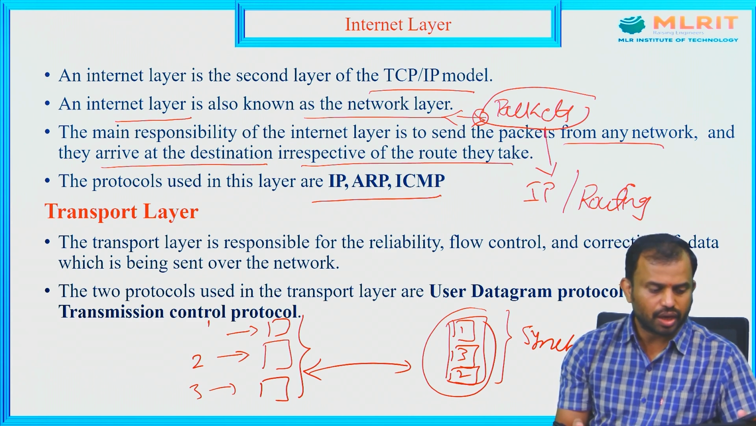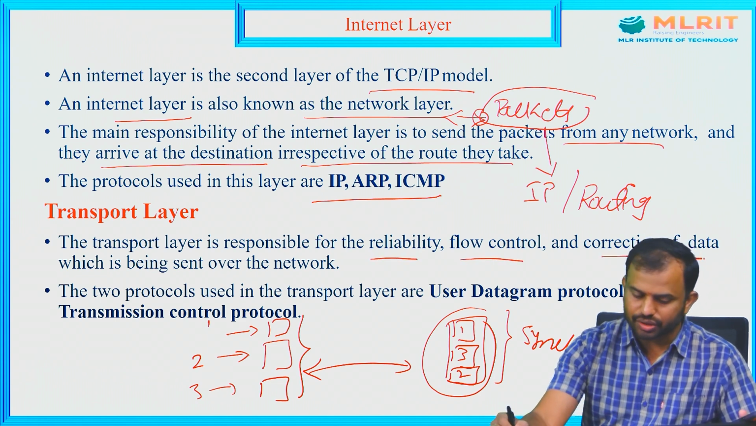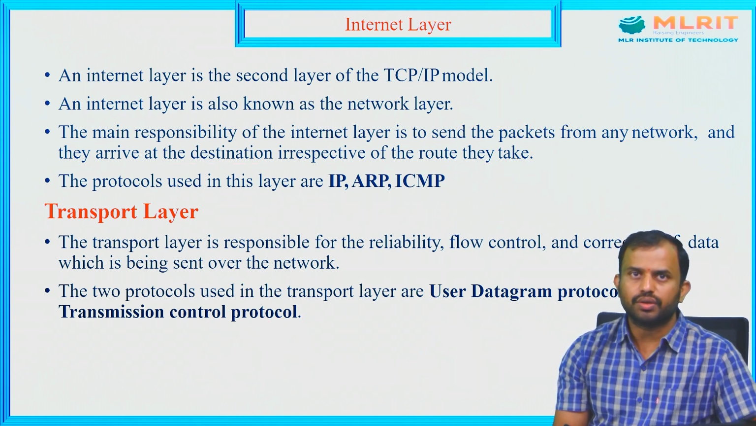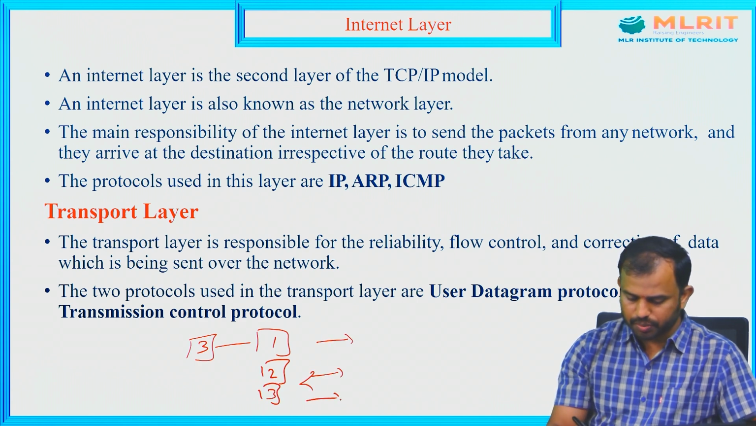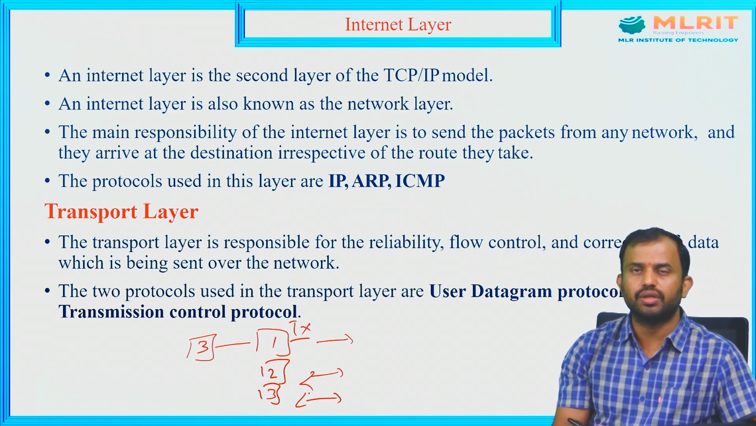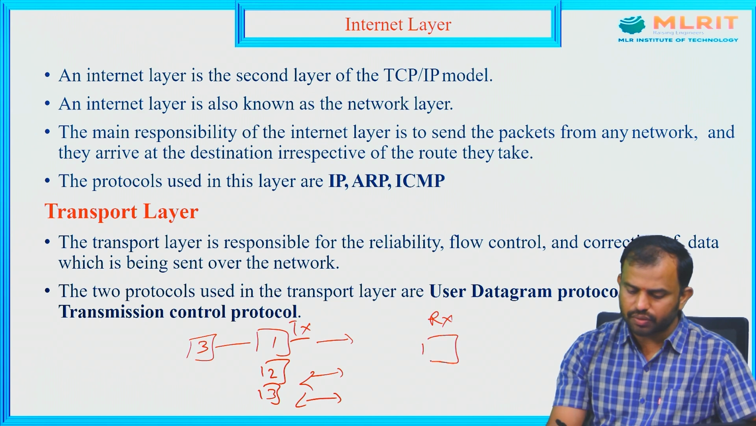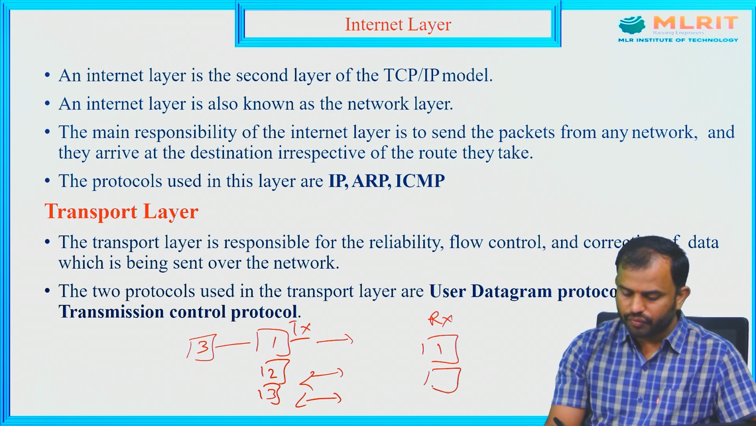And the next one is the transport layer. The transport layer is responsible for reliability, flow control and correction of data being sent over the network. Assume that we transmit frame 1, frame 2 and frame 3. The transmit section is very fast, with high reliability and high transmission speed. But the receiver may be slow to capture the information at that transmission speed. So frame 1 is received, frame 3 is received, but frame 2 is lost.